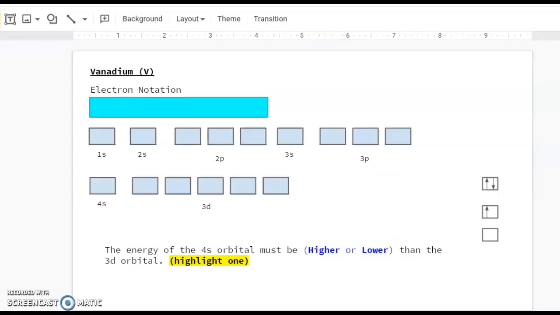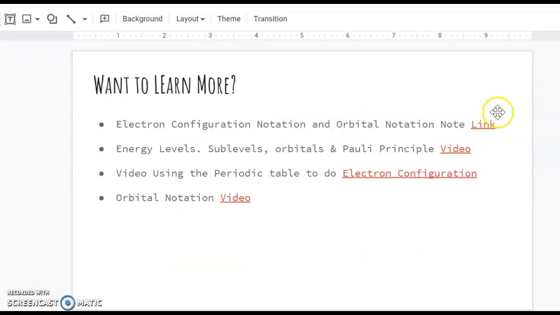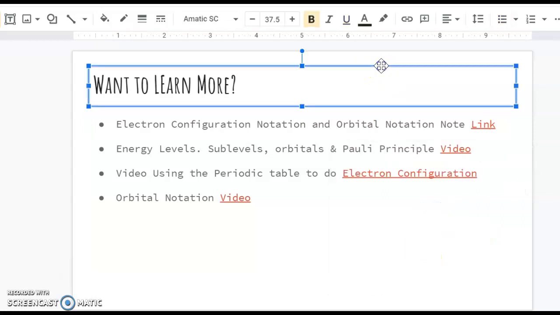You'll continue to do the same thing on part 9. You just have vanadium, which is slightly larger. Then answer the question: the energy of the 4s orbital must be higher or lower than the 3d. This is thinking about why we skip 3d and do 4s first. Would the energy in 4s be higher or lower? If you need additional support, there are some really good notes on this link. This one goes over most of day 1 that we did last class. Here's the periodic table way, and this is the orbital notation that I just went over. Just a little bit of review here. But that is the end of the notation fill-in notes.